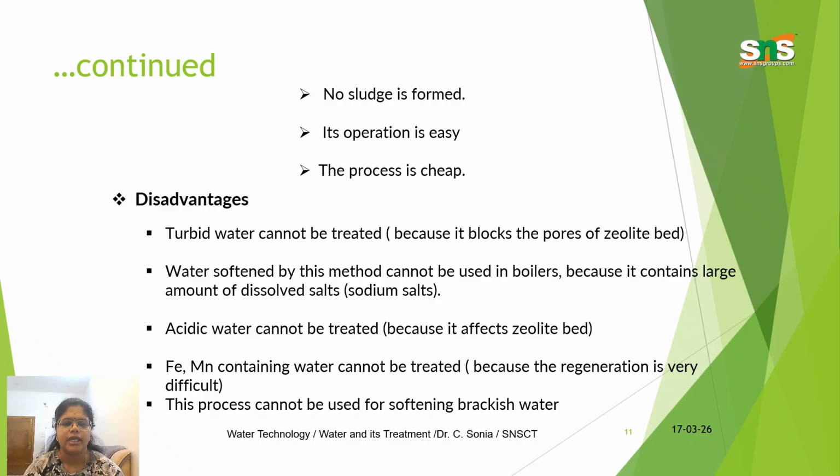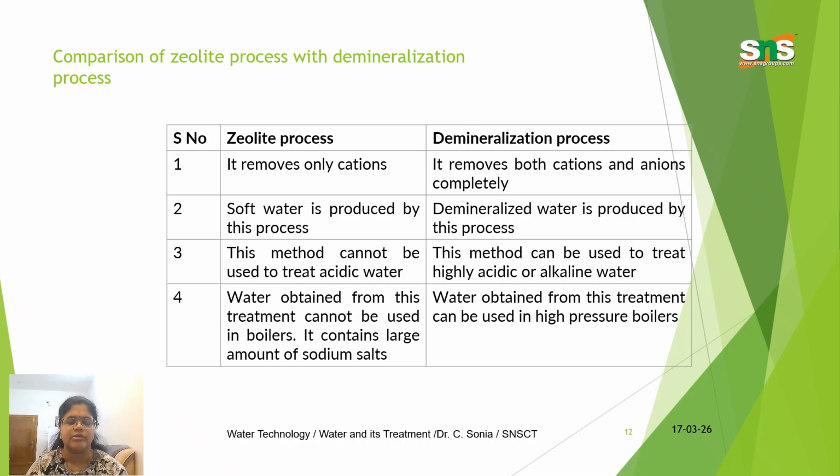Turbid water cannot be treated by this method because it blocks the pores of the zeolite bed. Water softened by this method cannot be used in boilers because it contains a large amount of dissolved salts. Acidic water cannot be treated because it affects the zeolite bed. Iron and manganese containing water cannot be treated, and this process cannot be used for softening brackish water, that is, water which contains a huge amount of salt.